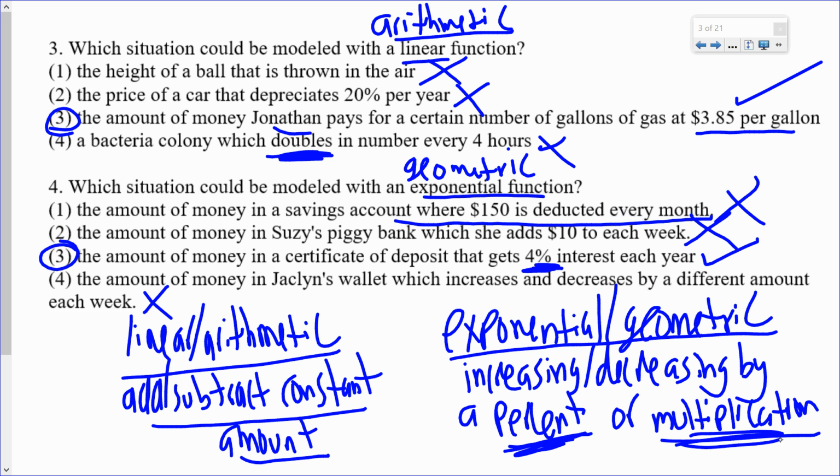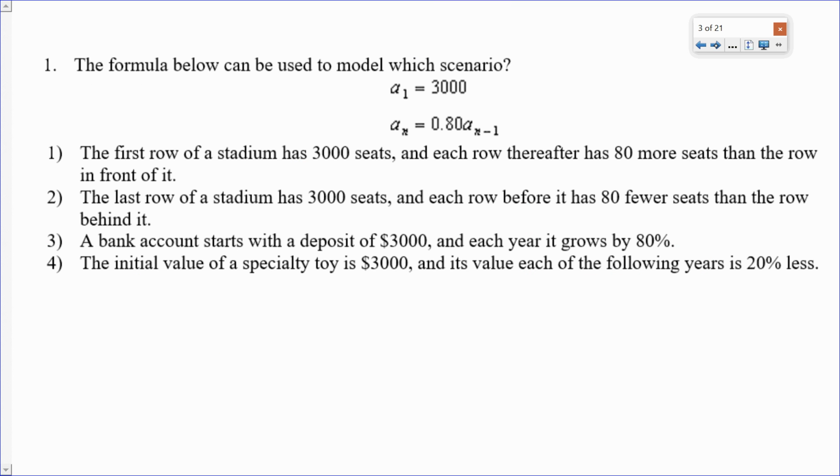So, we did a lot of talking. Now, let's see some very commonly asked reasons questions. The formula below can be used to model which scenario? So first off, this is recursive, because there's a1 equals, and then there's an equals an minus 1. So what am I doing to the previous term? I'm multiplying it by 0.8. So am I multiplying it by something that's more than 1 or less than 1? I'm multiplying it by something that's less than 1, which means it's decreasing.